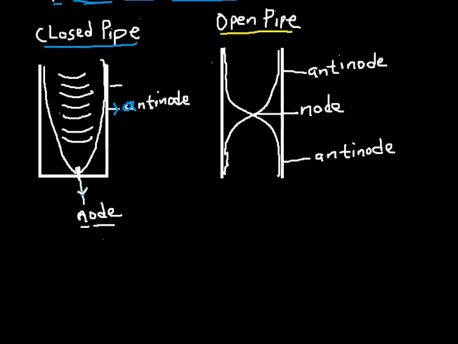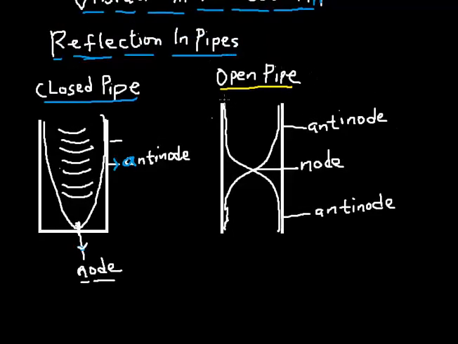But for an open pipe, as you can see in this diagram, both ends are open. Remember, once the air in this pipe is set into vibration, the open ends on both sides will always be antinodes. So the question is, where do we have our node? The node will be seen at the midpoint of the pipe.